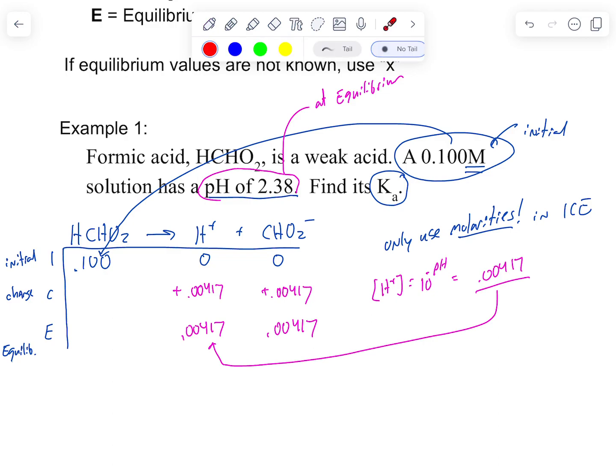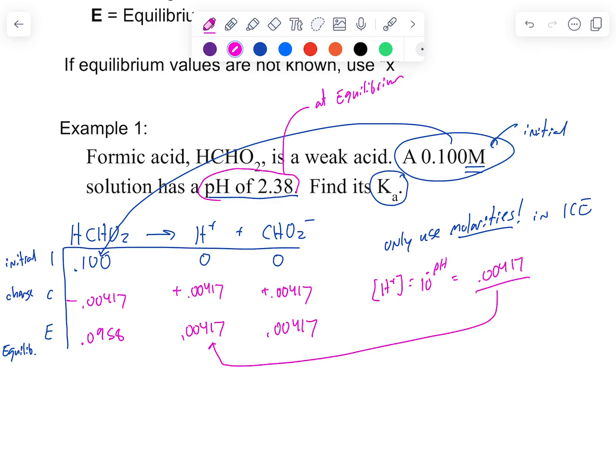All right, on the reactant side, we began with a concentration of 0.1 molar, and in order to make some product, the reactant must be used. So this has to be consumed, and it's going to decrease, and the amount that it decreases by is based on the mole ratio. Since this is 1-to-1, this will also decrease by 0.00417, which means this will be 0.0958.